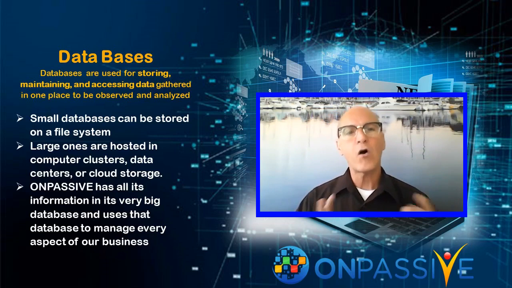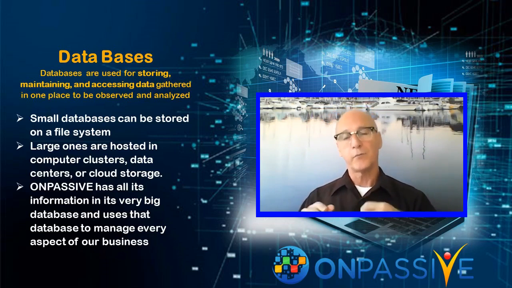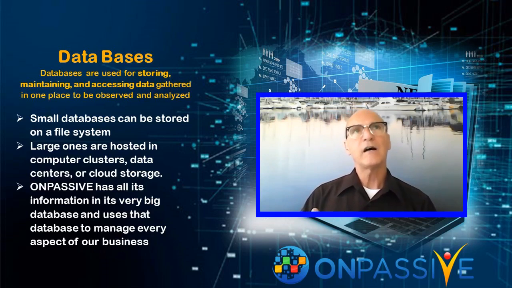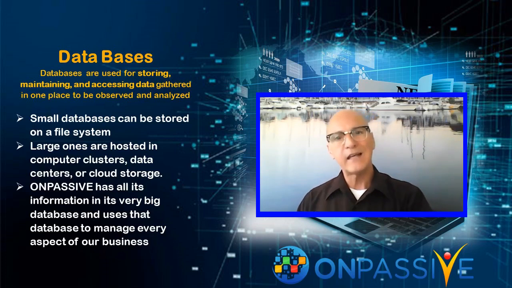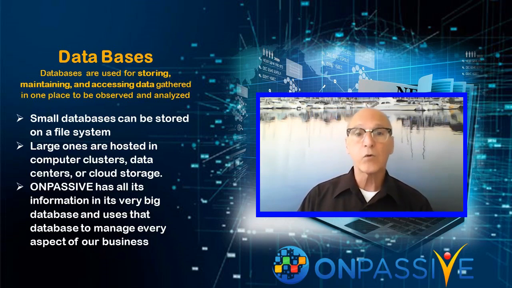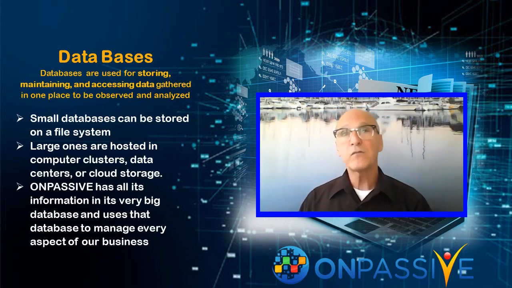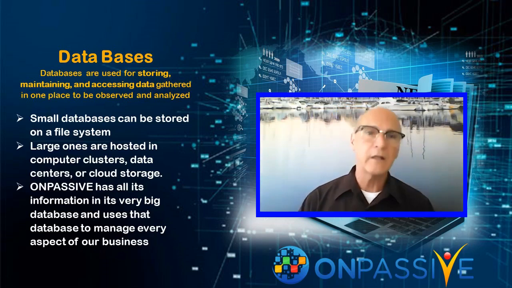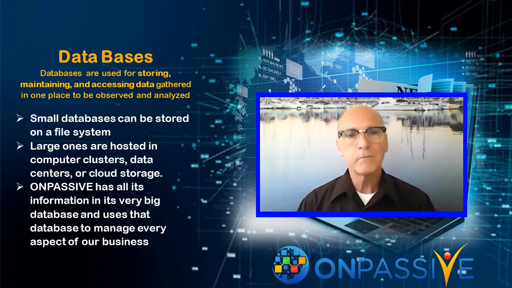That information is all gathered, put into one place so it can be observed and analyzed, so that we can use it, right? Now, in computing, a database is organized as a collection. It is stored data and it's accessed electronically. Small databases can be stored on a file system. Say, for instance, you've got a list of ingredients and you put them in an Excel spreadsheet. That is a very, very basic database in a sense.